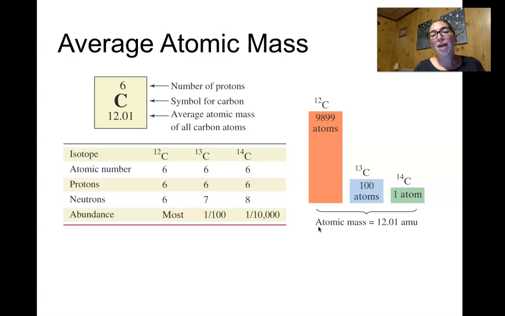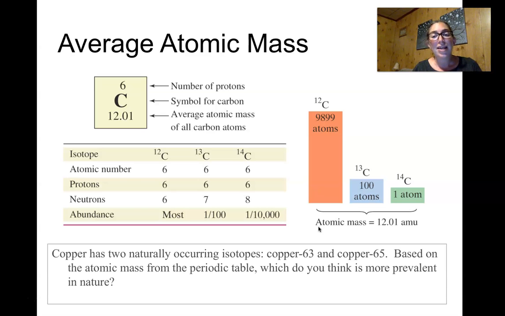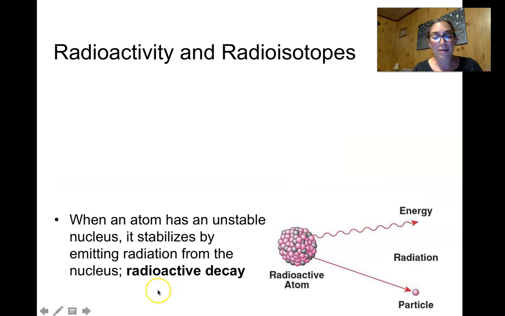We will not be doing the math to calculate atomic masses, but what I will have you do some problems in is estimation. So let's do this practice problem. Copper has 2 naturally occurring isotopes, copper-63 and copper-65. These, by the way, are mass numbers.